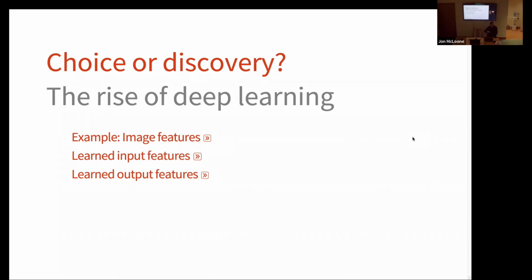But it turns out we can go even deeper on that idea of discovery rather than choice. And this is where the world of deep learning came from. I'm going to switch into a different field here and talk for a minute about how machine learning tried to solve the problem of computer vision.